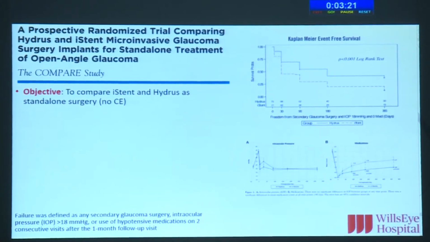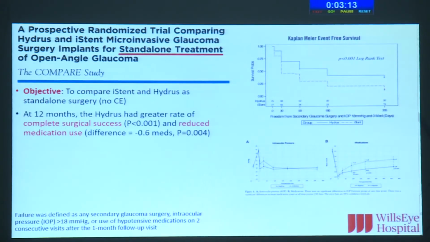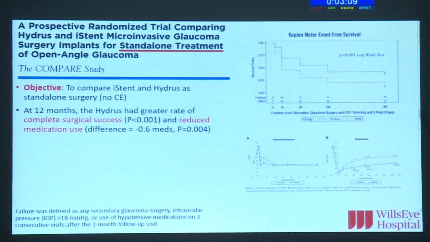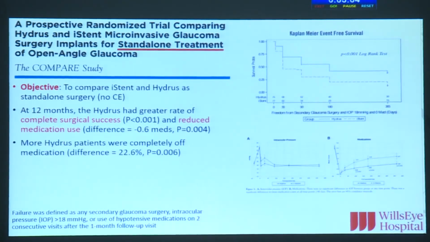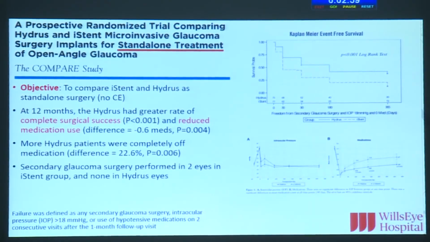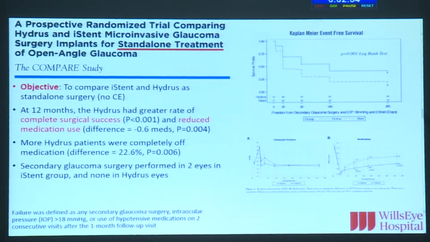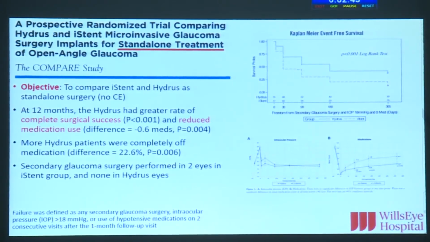So this study, the COMPARE study, compared iStent versus Hydrus as standalone surgery without cataract extraction. So at 12 months, the Hydrus demonstrated a greater rate of complete surgical success and reduced medication use as compared to the iStent. And more Hydrus patients were completely off of medication as compared to the iStent. There was secondary glaucoma surgery that was performed on 2 eyes in the iStent group and none in the Hydrus group. So at least based on this study, it looks like the Hydrus might be more effective than the iStent if you're not doing cataract surgery.